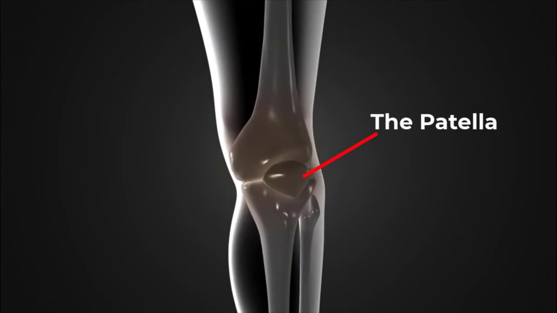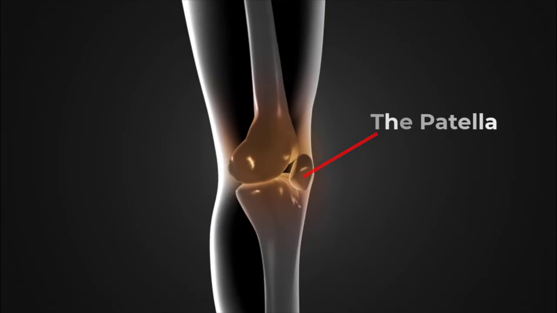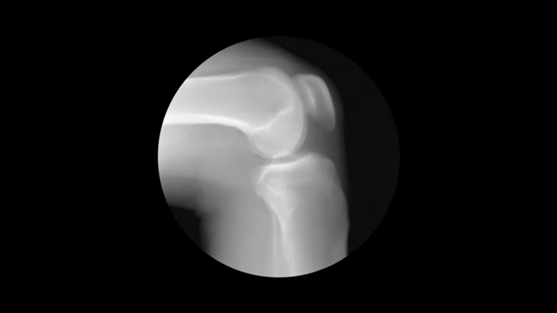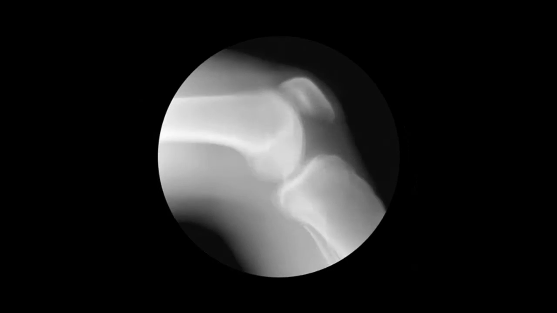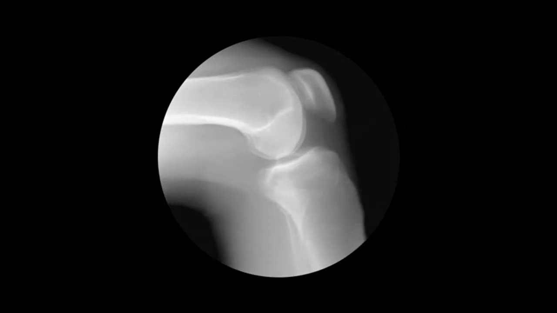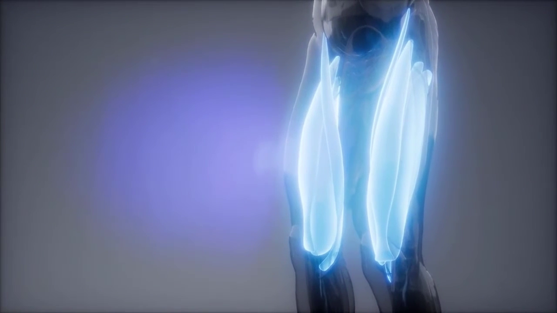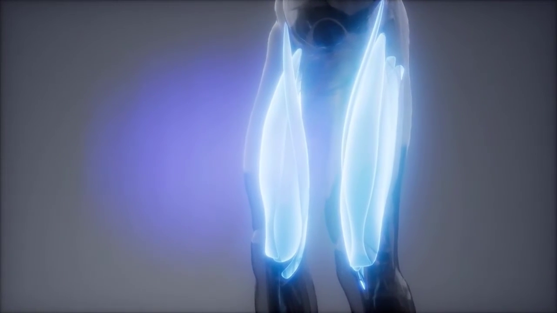The patella, or kneecap, is the largest sesamoid bone of the body. A sesamoid bone is a bone that is incorporated into the tendon of a muscle, where that tendon crosses a joint. The patella is found in the tendon of the quadriceps femoris muscle.